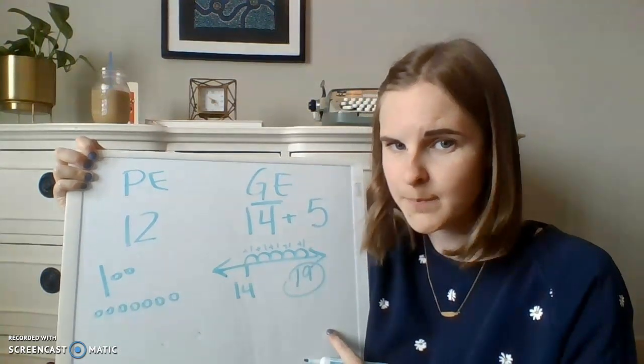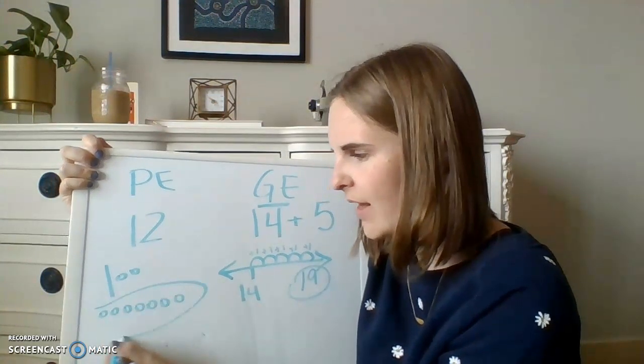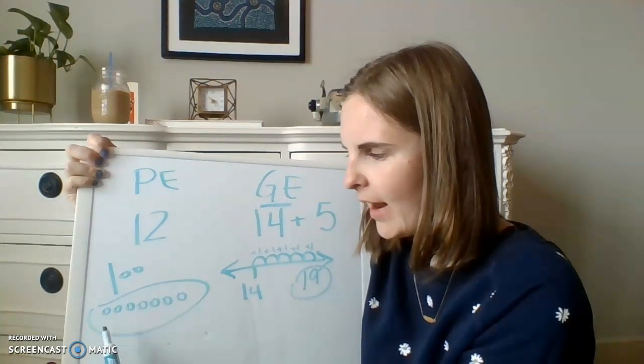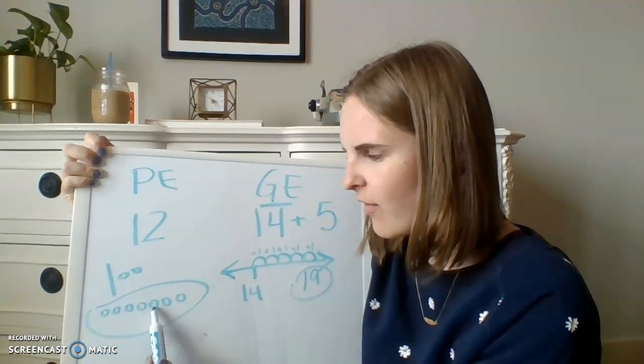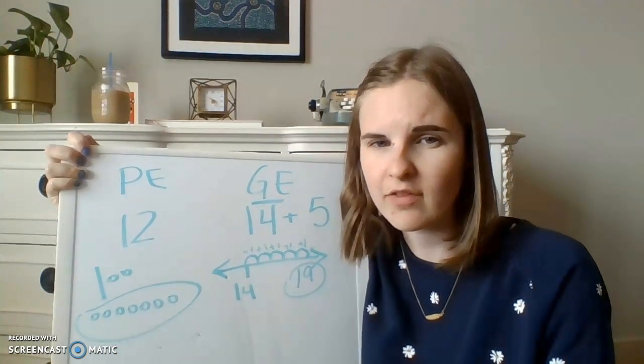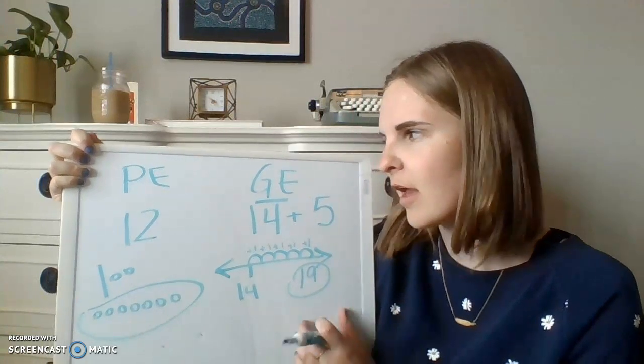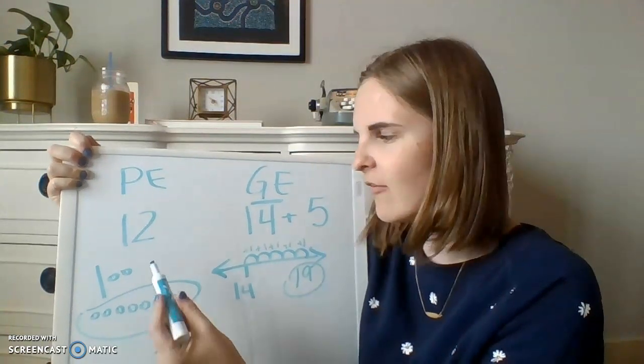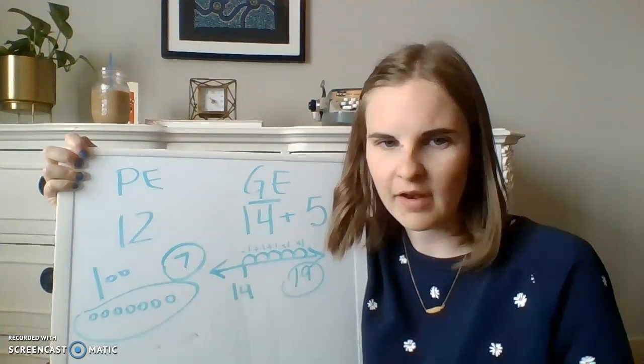Did I get to 19? Yep. Okay. Let's see how many I added on. I already had 12. Let's see how many I added. 1, 2, 3, 4, 5, 6, 7. 7. So how many more polka dots does purple egg need on his shelf to be the same as green egg? 7 more. Nice job, guys.